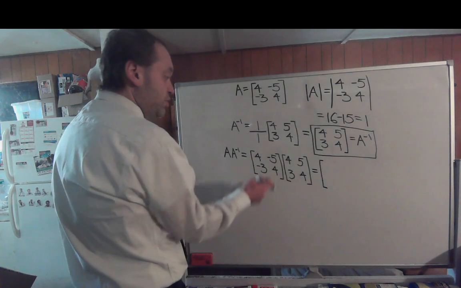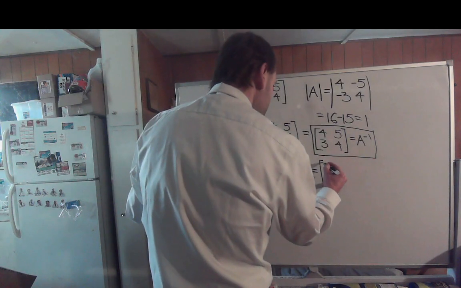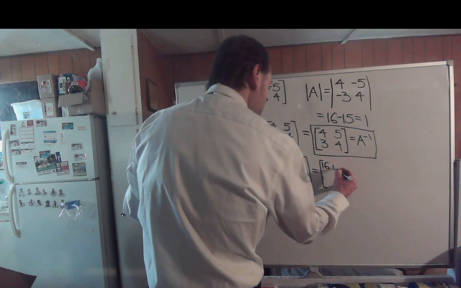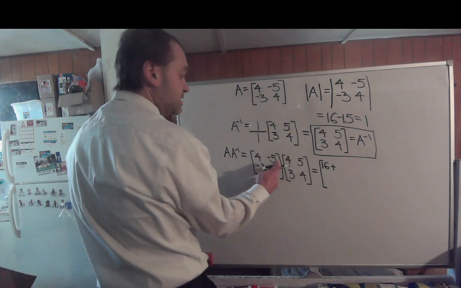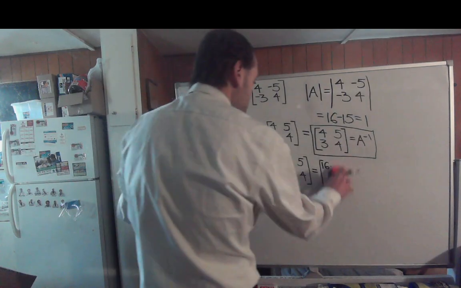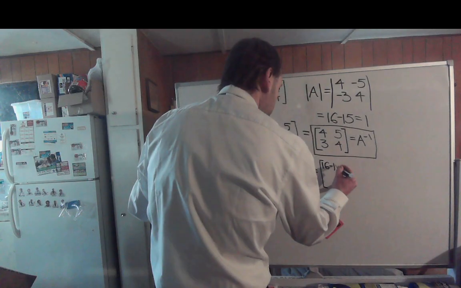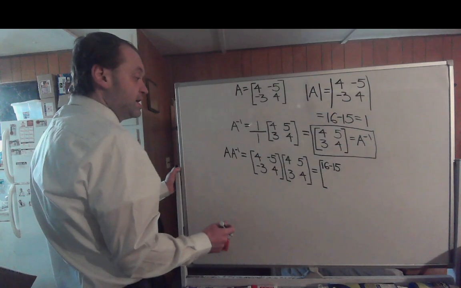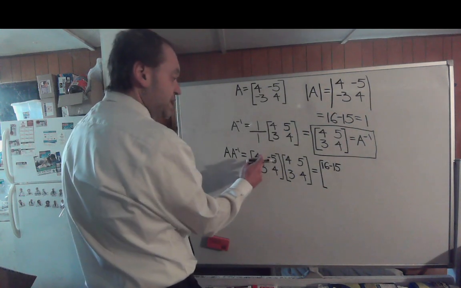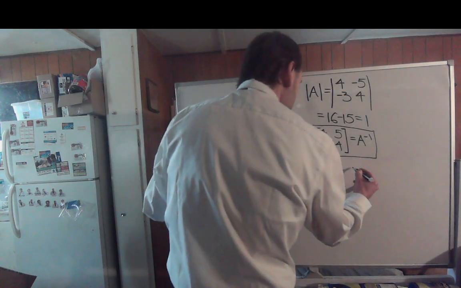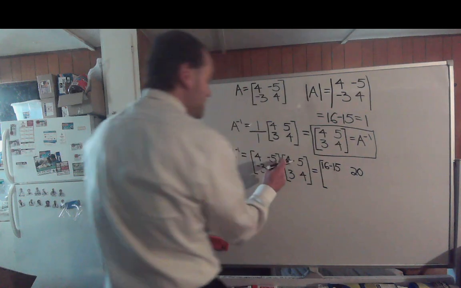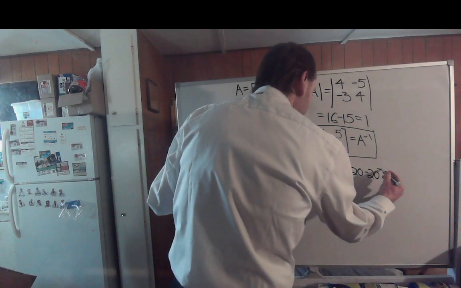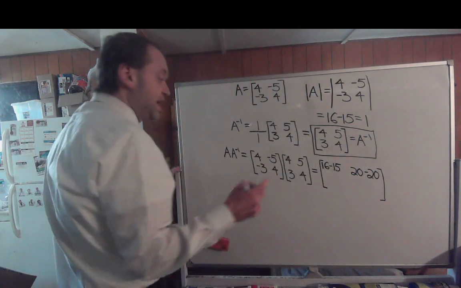So for the top row, take your 4 times your 4, which is 16, plus you'll take that -5 times your 3, which actually turns into -15. Alright, so that's just for your first entry. And then for your second entry in the first row, take that 4 times that 5, which is 20. And then take that -5 times that 4, which is -20. Alright, so we're done with that.